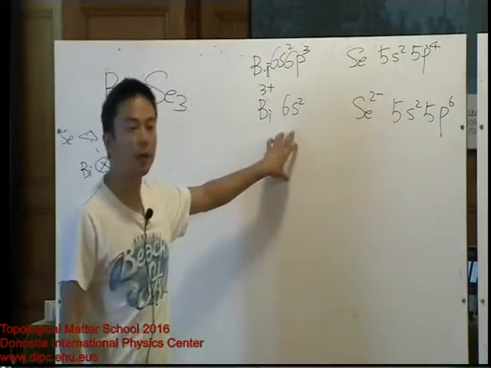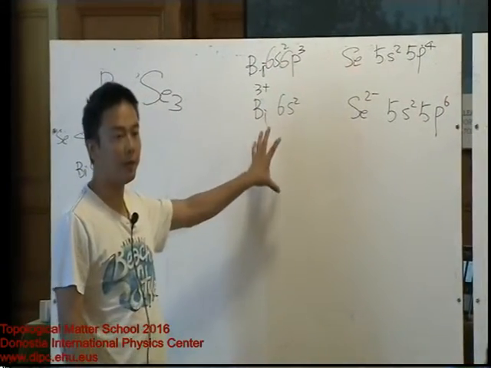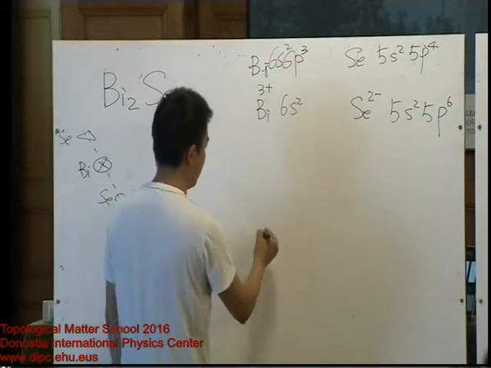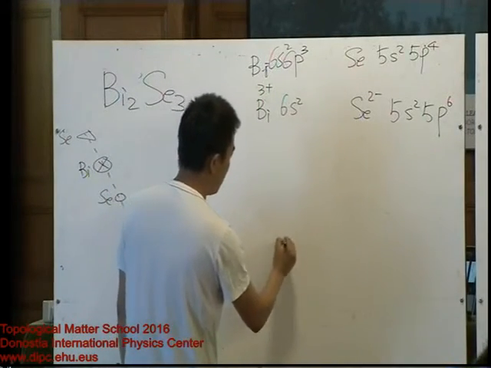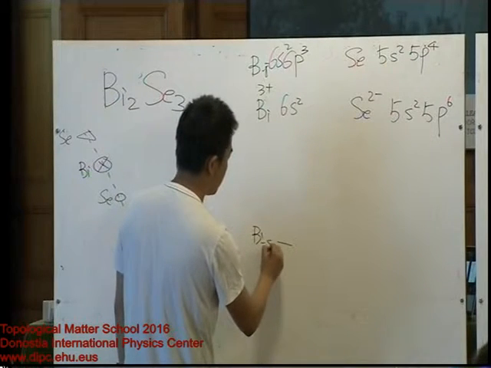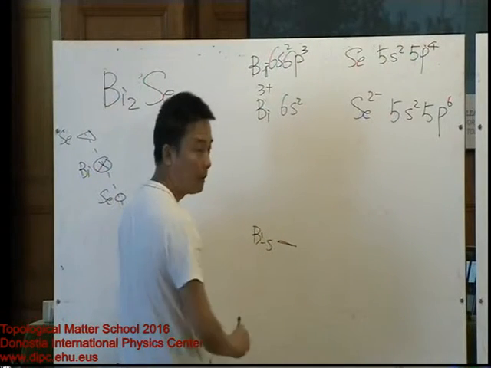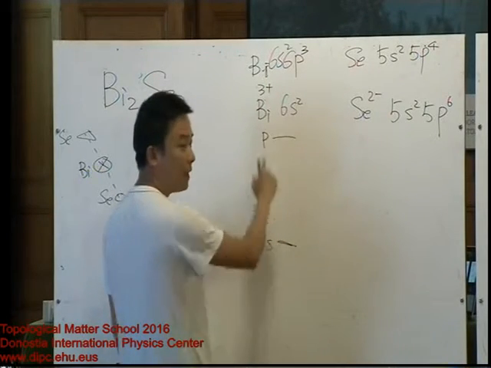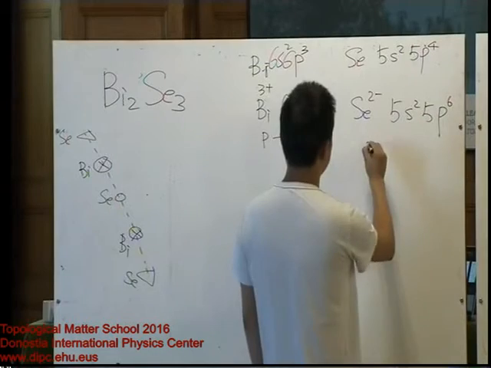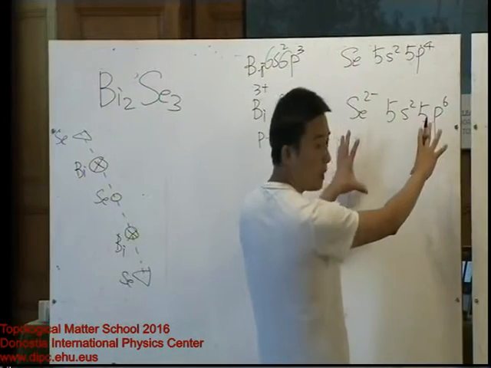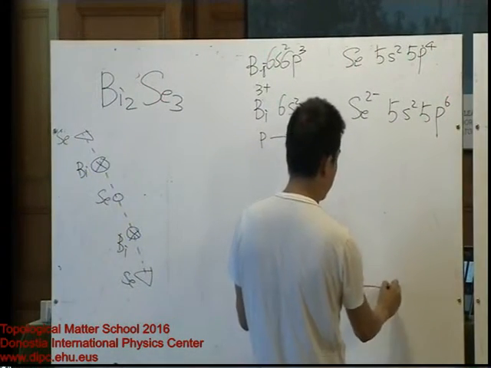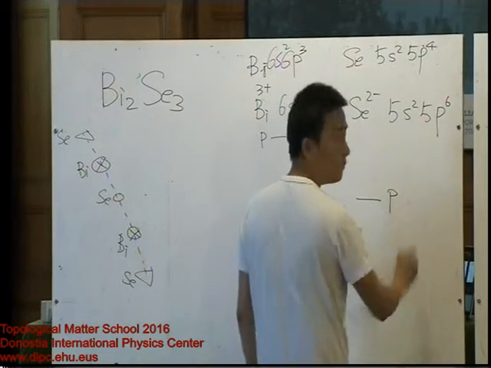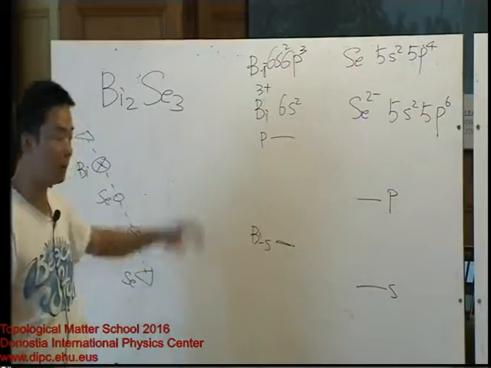Then bismuth has only 2 electrons occupied, in the s orbital, and all the p orbitals are empty. In a simple way, the bismuth s is occupied somewhere at low energy, and all the bismuth p orbitals are very high energy. Selenium orbitals are occupied. Its s is maybe even lower, and its p is here. This is the first view.